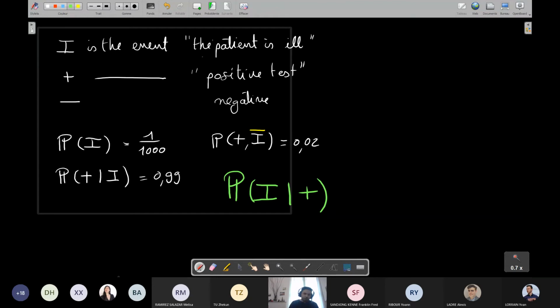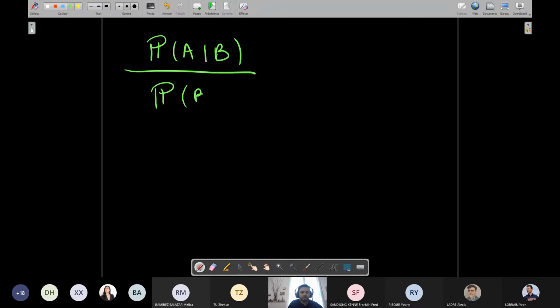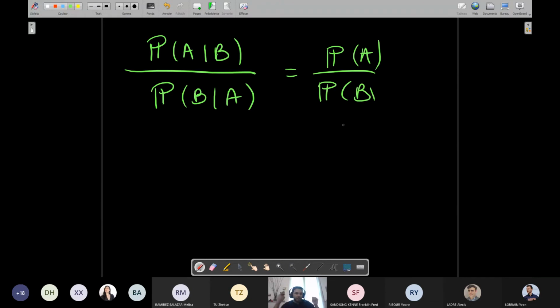And here you have to use the retrodiction-based formula. If you remember, the probability of A given B divided by the probability of B given A is the probability of A divided by the probability of B. This is a mnemotechnic way of remembering the formula.